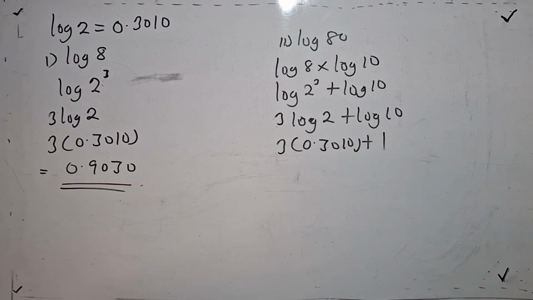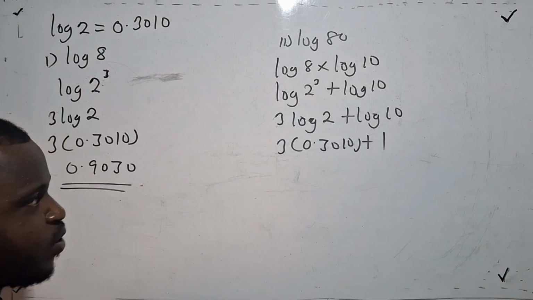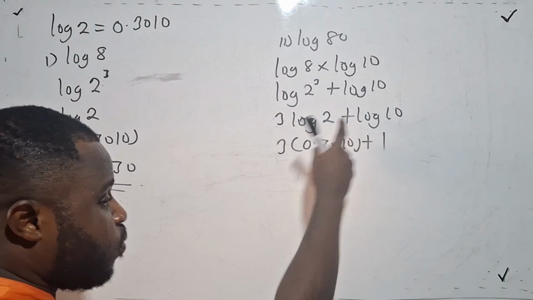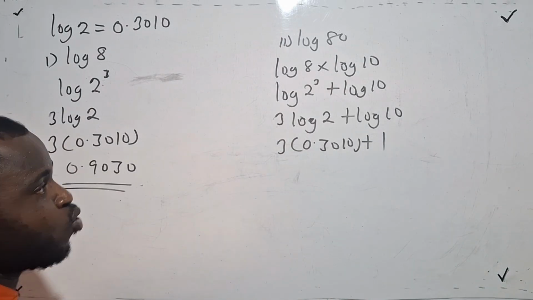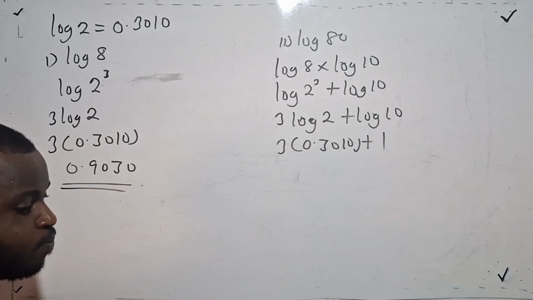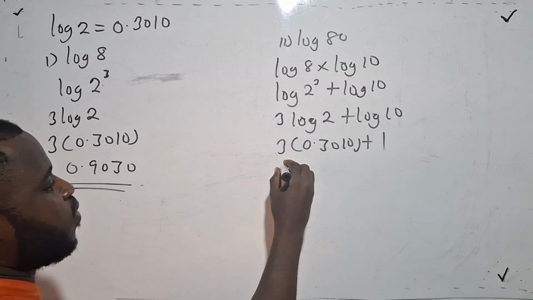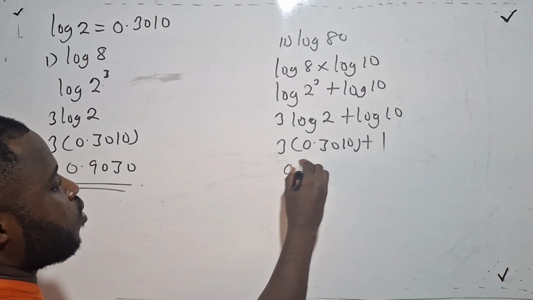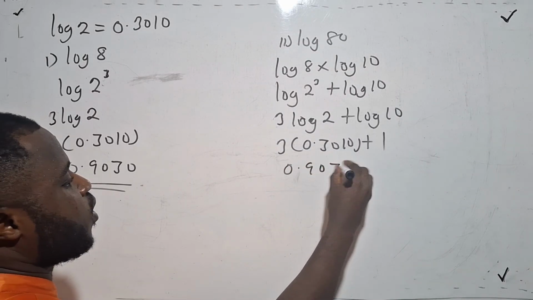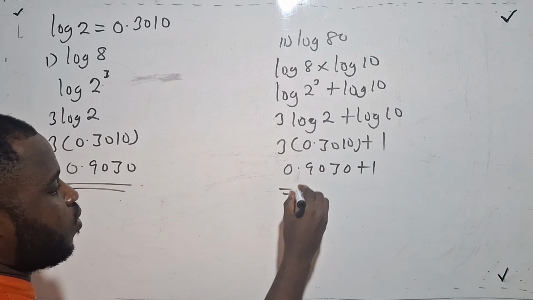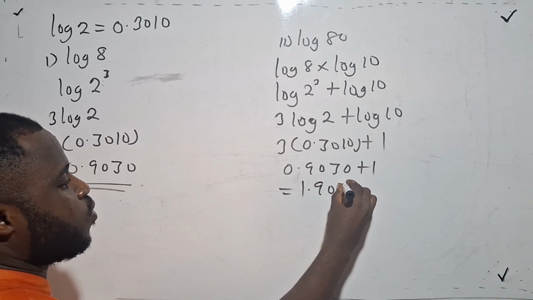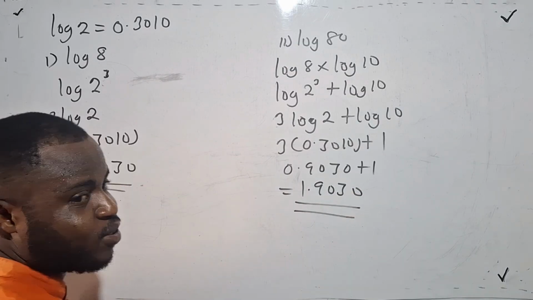Certain things when you are solving mathematics, nobody should prompt you or tell you. You should know. Yes, we are simplifying. I've told you the log to the base of itself is 1, and a log without a base is in base 10. So when you get the 10, quickly change it to 1. Yes, so this will give us 0.9030 plus 1. So our final answer, when you add, you're going to get 1.9030. So this is the answer.